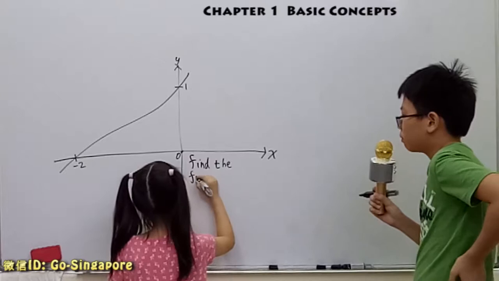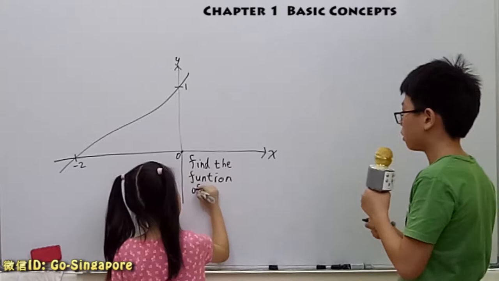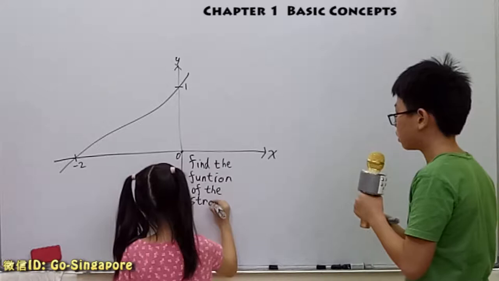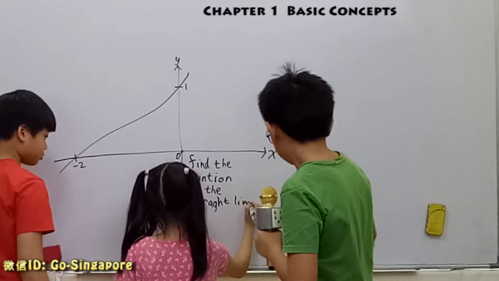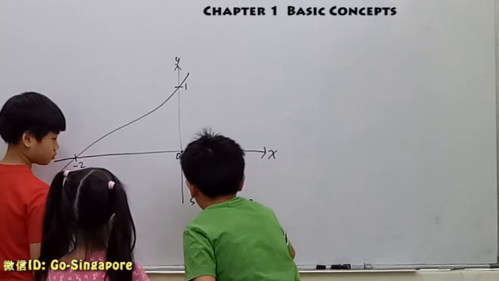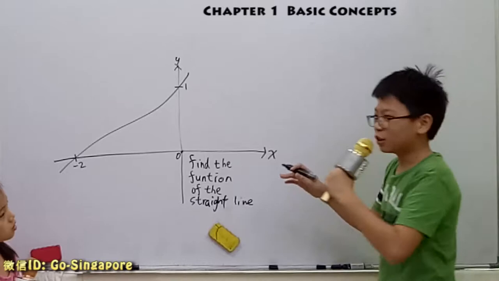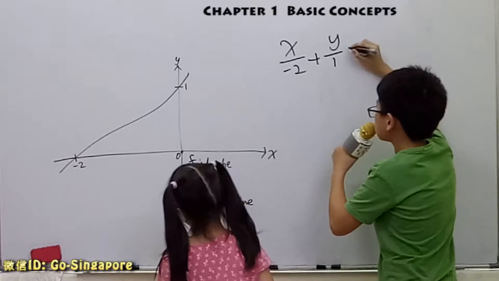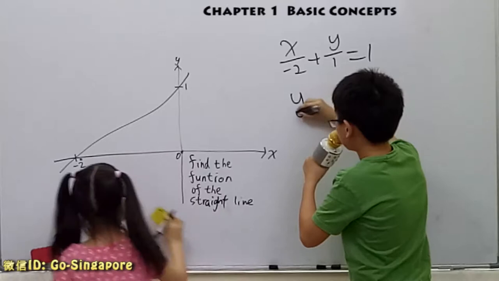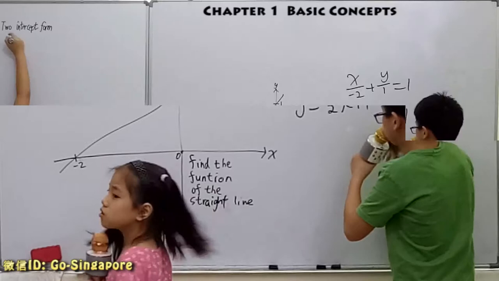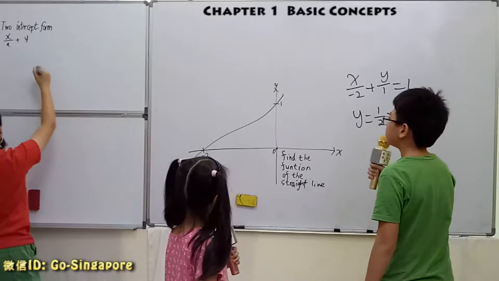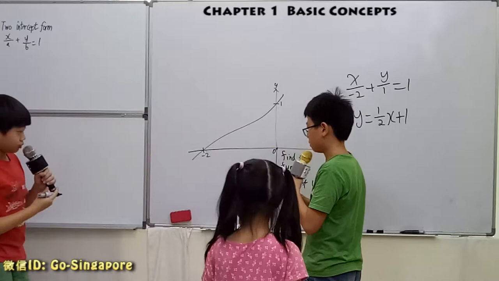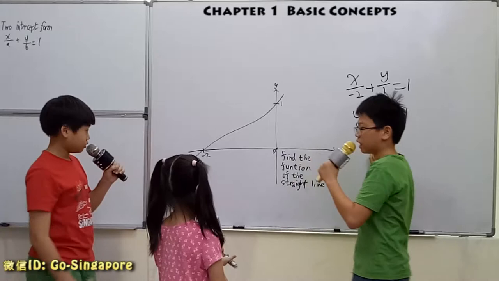Okay, so you want to find the function of the straight line, right? Okay, so this question is a two-intercept form question. So first, we have to put x over negative 2 plus y over 1. The answer for this equation is 1. So y is equal to half x plus 1. And this is the two-intercept form, right? Okay, so you found the function? Yes, and move on to the next question.